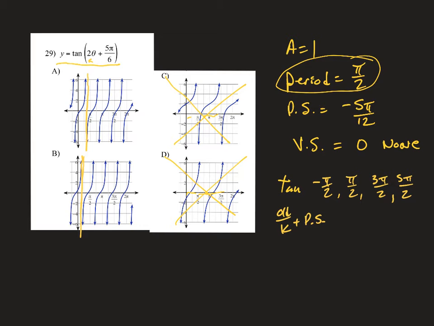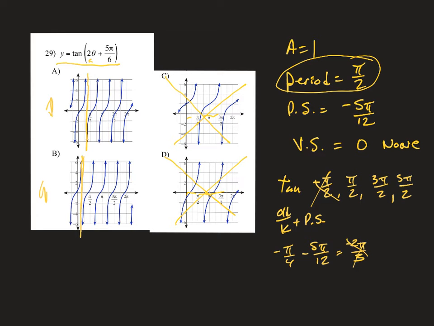So I'll take the negative pi over 2, divide that by 2, that makes negative pi over 4. Then I'm going to add in the phase shift, which is negative 5 pi over 12. Now, that's a whole lot of negative. That ends up being negative 8 pi over 12, which is like negative 2 pi over 3. It's off the charts. It's off the grid, so that doesn't help me because that's way over here, right? Negative 2 pi over 3 is off the charts, so we're not worried about that one.